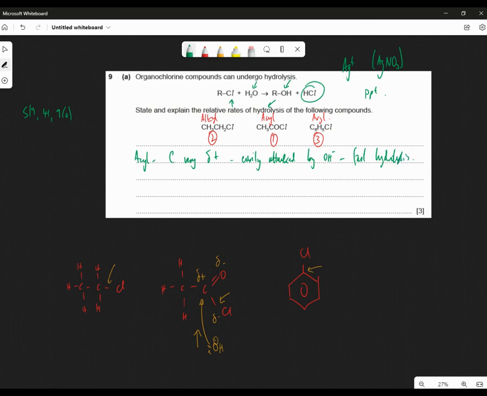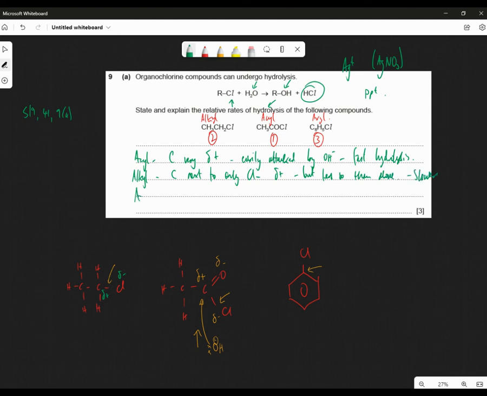Okay, let's have a look at number two. Number two is the alkyl. Well, there is a delta plus and delta minus, but this carbon is next to only the chlorine, so it is delta positive, but less so than above. So it will get attacked, but it will be slower.